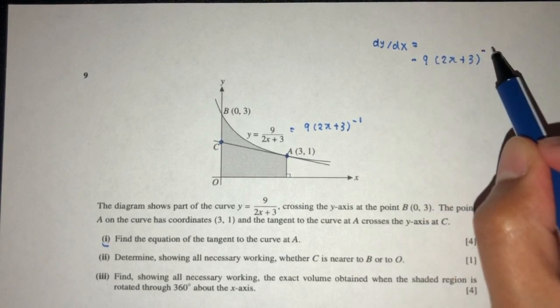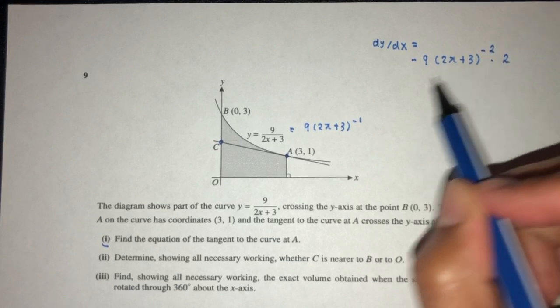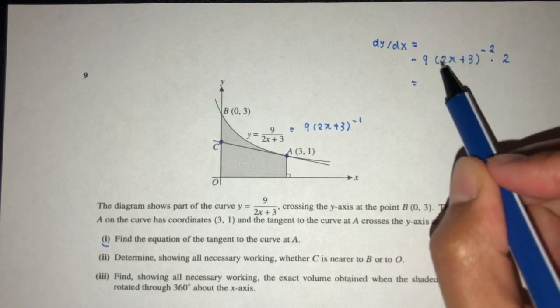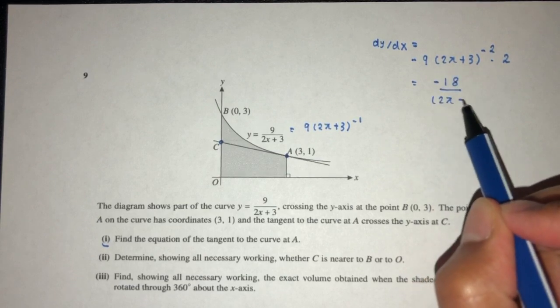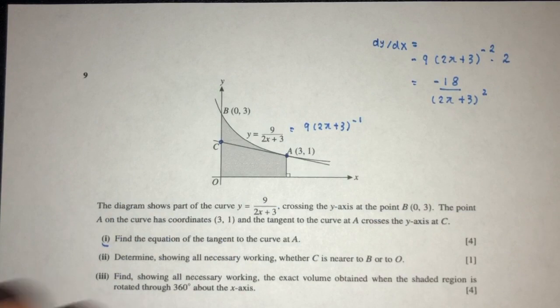Minus 1 to the power, that should be minus 2, then times 2. Right? That should be times d by dx of the value inside, which will be 2. Minus 18 over the value of 2x plus 3 squared. This is dy by dx. Okay?